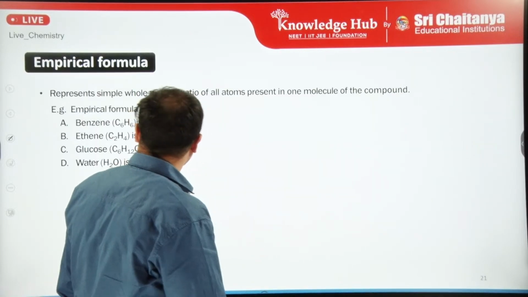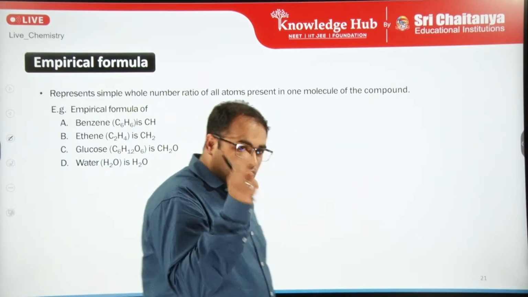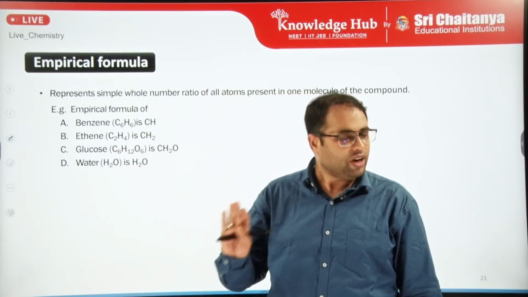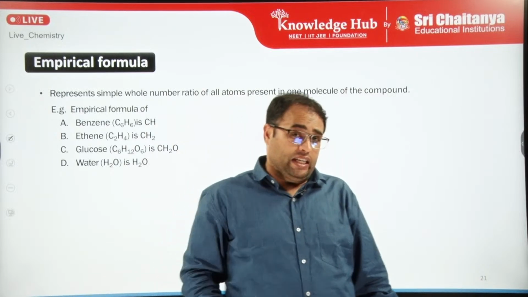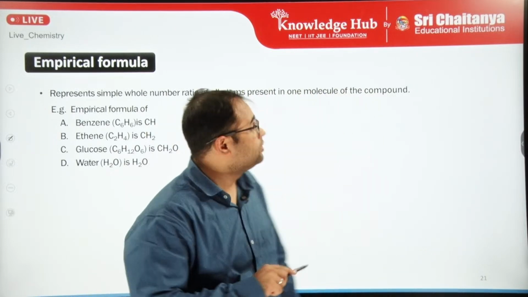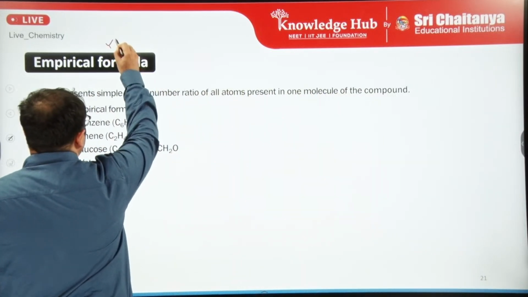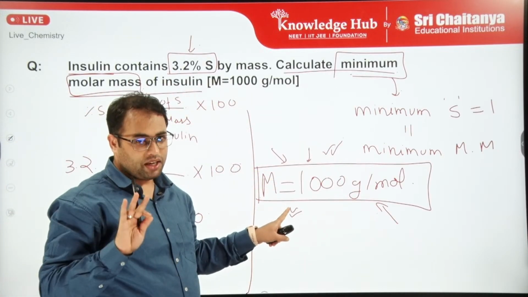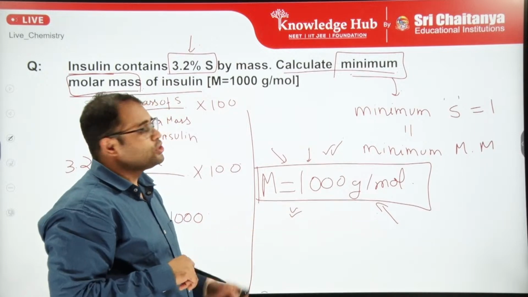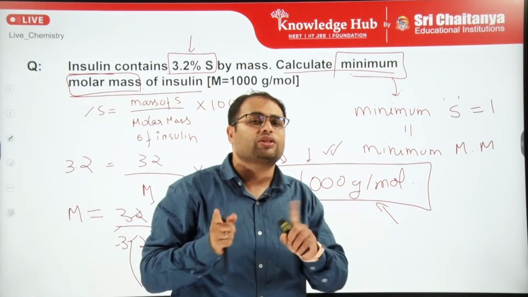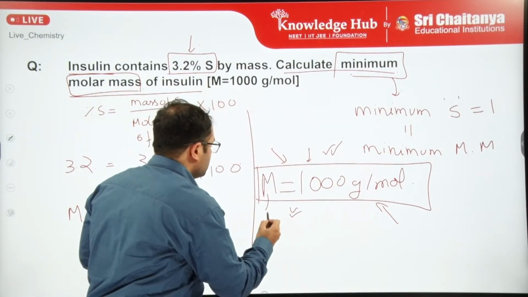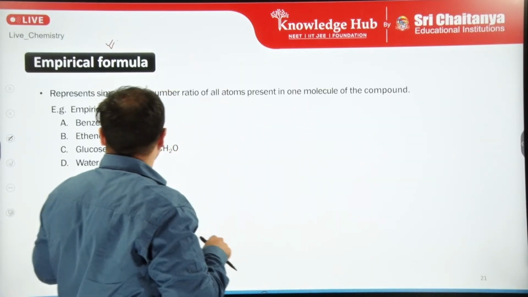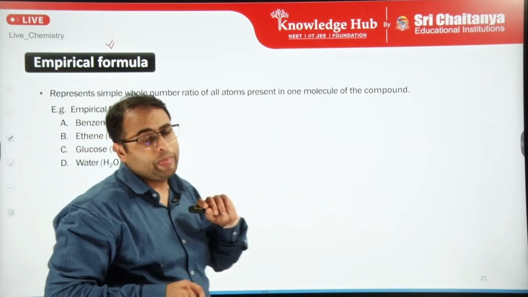Now moving on to the subject. The first part of today's topic was percentage composition. The second part is something called empirical formula. In the last session we calculated molar mass. The connective thread between both the sessions is molar mass, and the path to molar mass goes through empirical formula.